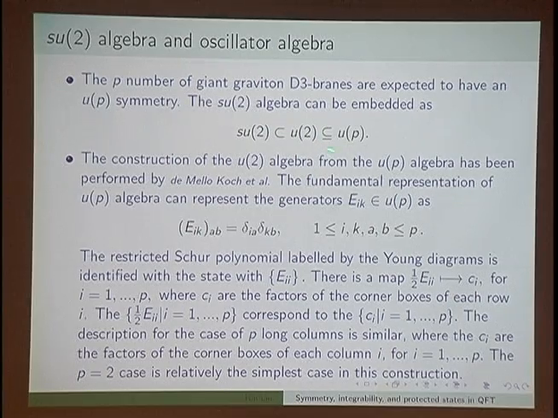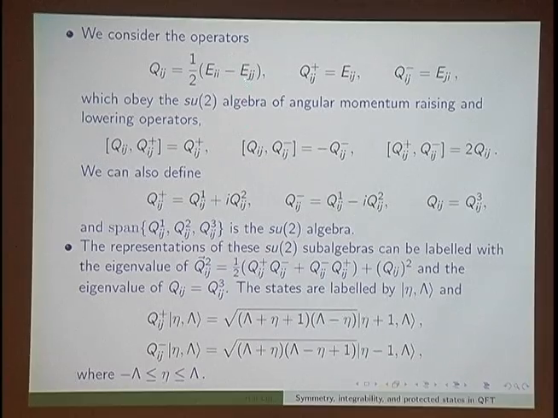Now suppose we start from the U(p) algebra. It always contains a U(2) algebra as a subalgebra. And the U(p) algebra can be represented in the fundamental representation by a p by p matrix E, and it's diagonal, corresponding to the weight of the corner box. Now suppose we focus on a pair of long rows labeled by i and j, and we focus on 4 generators. These 4 generators span an SU(2) cross U(1) algebra. And the representations of these 4 generators can be labeled by Q squared and the third component of Q.